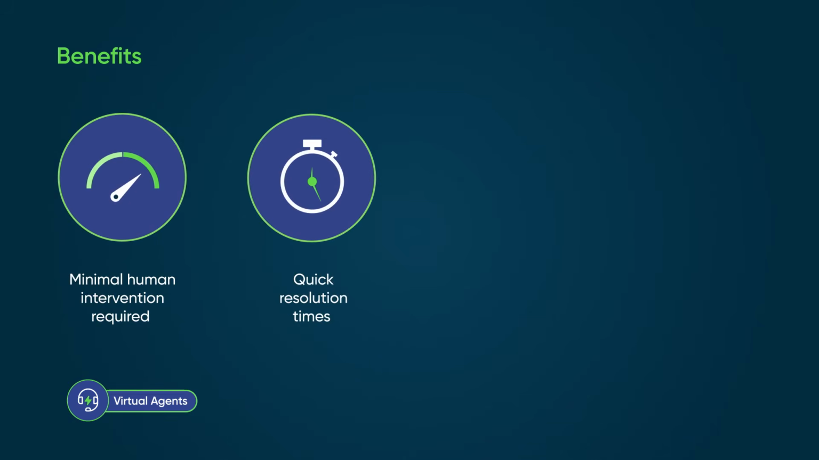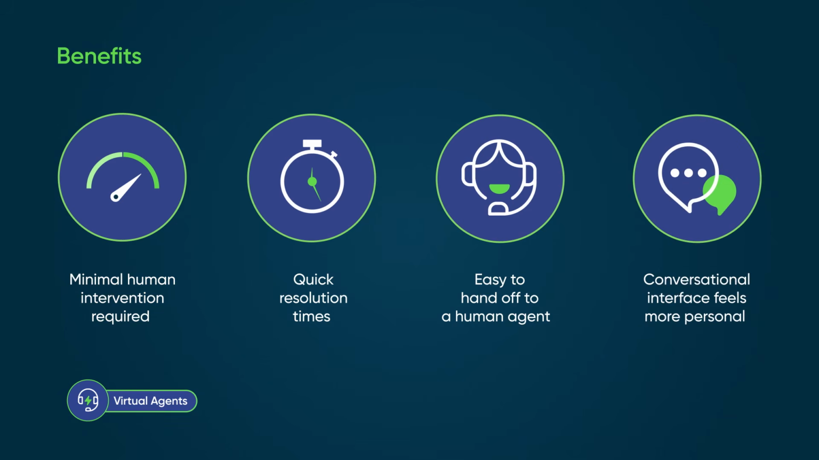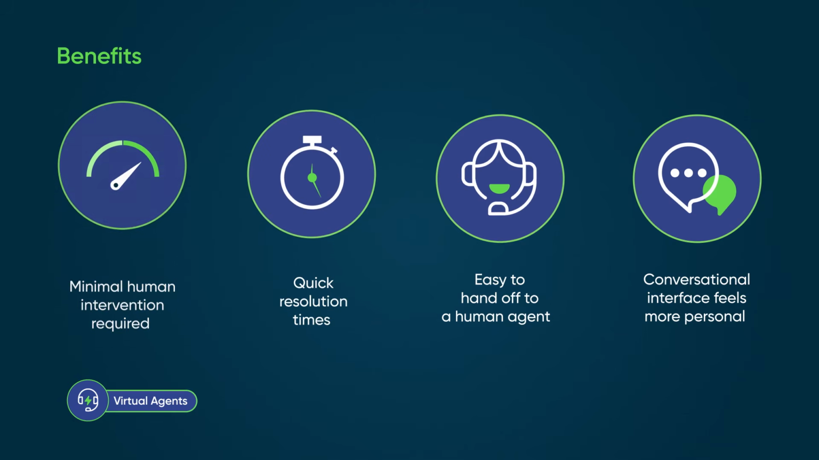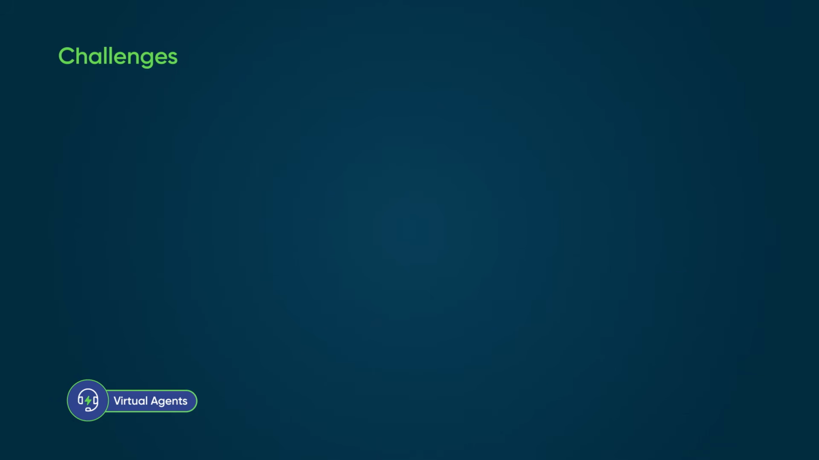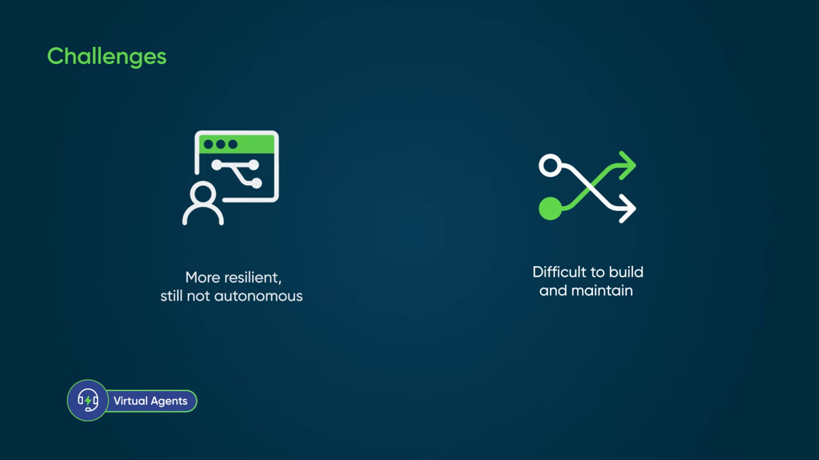Like scripted flows, the benefits of virtual agent topics include minimal human intervention and quick resolution times. In addition, these are easy to hand off to an agent, as they can see all the collected data, and the conversational interface feels more personal to users. Virtual agent topics can pose some challenges. Though more resilient than scripted flows, they're still not autonomous, and topics get difficult to build and maintain when there are lots of decision paths.